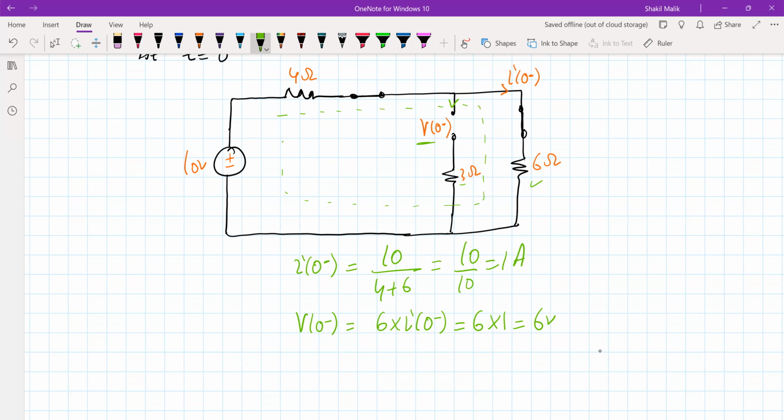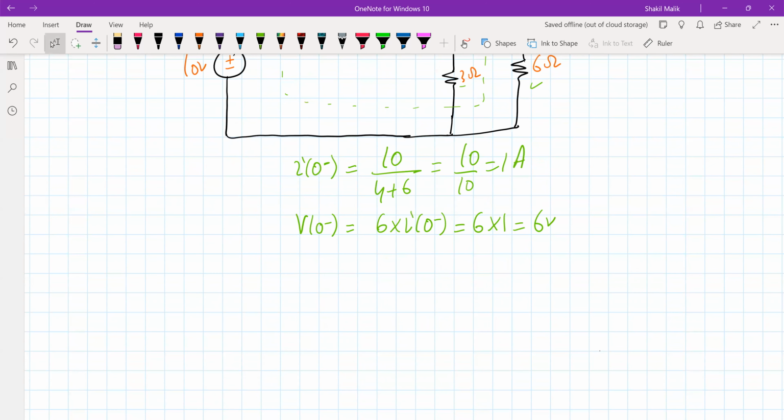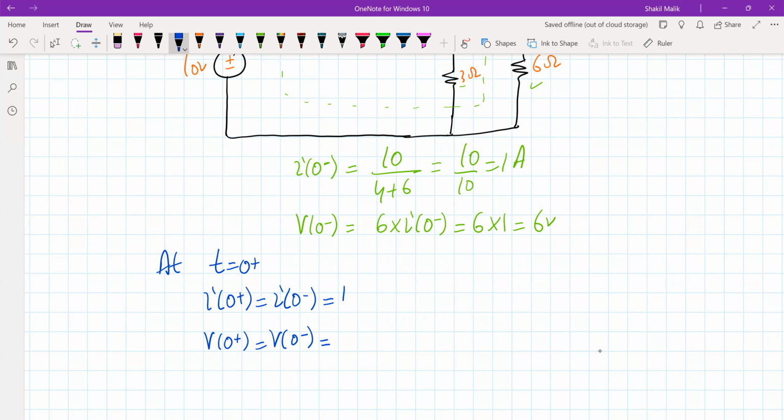So we have found the initial value of the capacitor voltage and inductor current just before the switching. If the value of the inductor current just before switching is 1 ampere, what's the value of the inductor current just after the switching, at t equal to 0 plus? I of 0 plus will be equal to I of 0 minus, because inductor current cannot change suddenly. In the same way, V of 0 plus will be equal to V of 0 minus. Capacitor voltage cannot change suddenly, right? So we have the initial values of these.